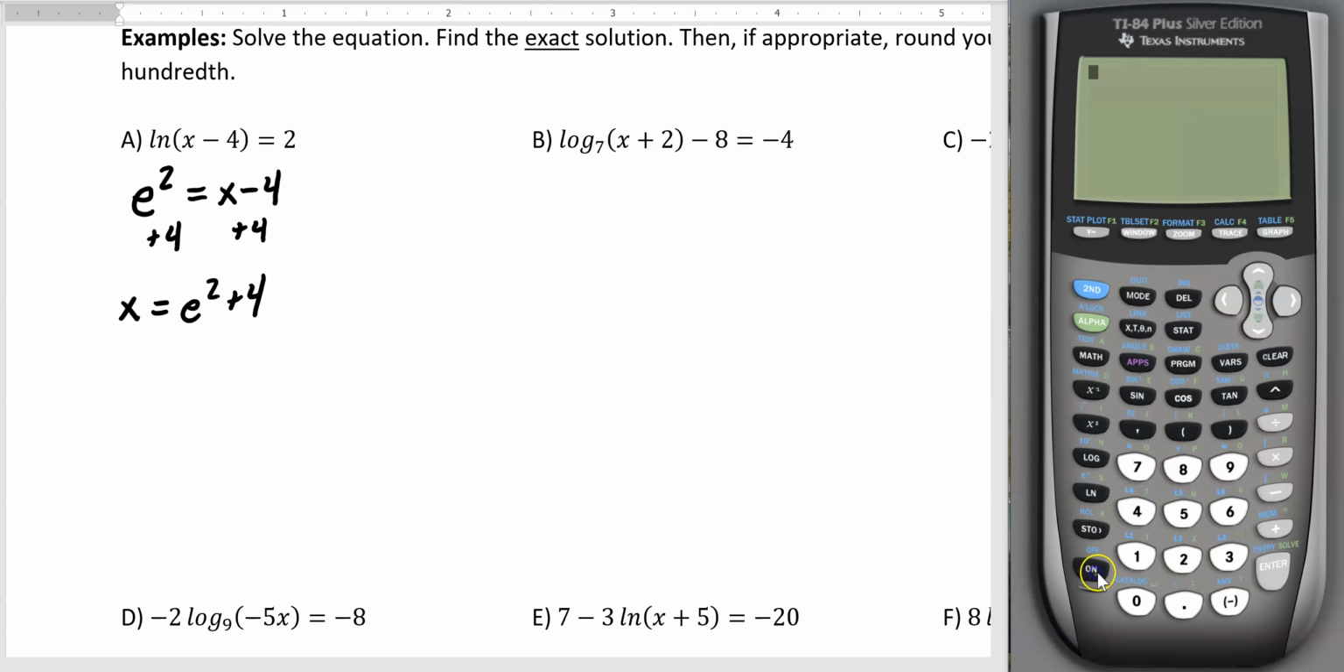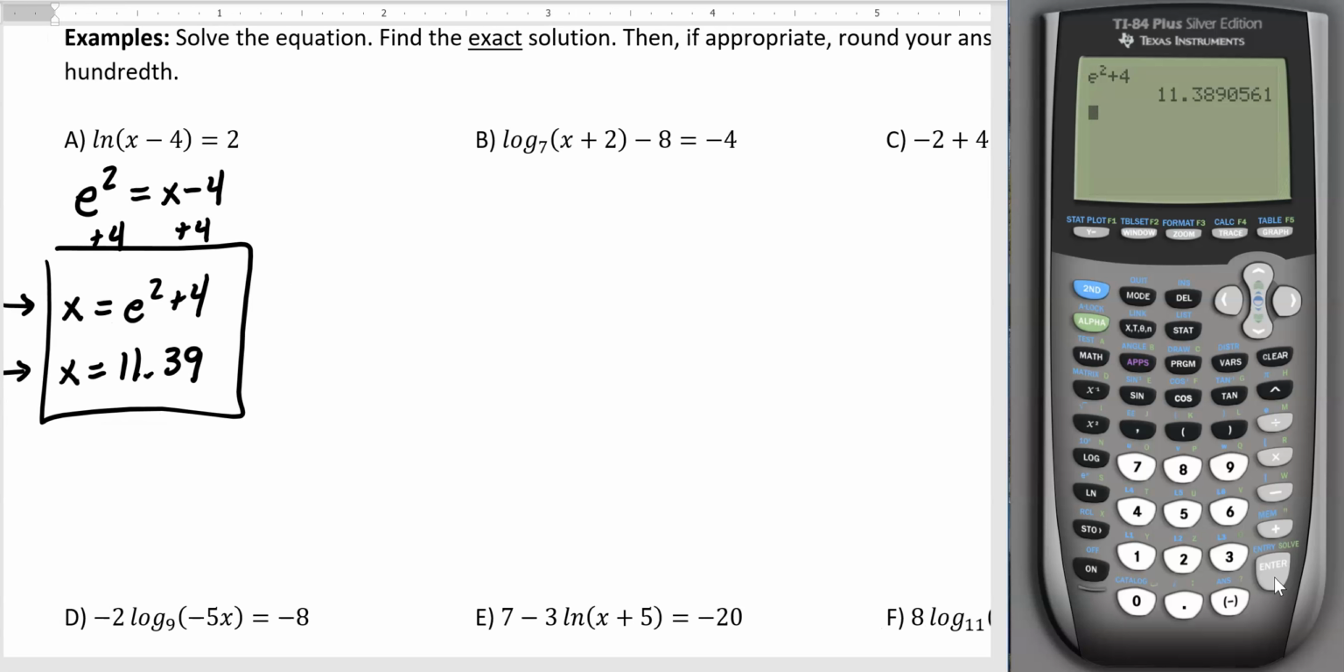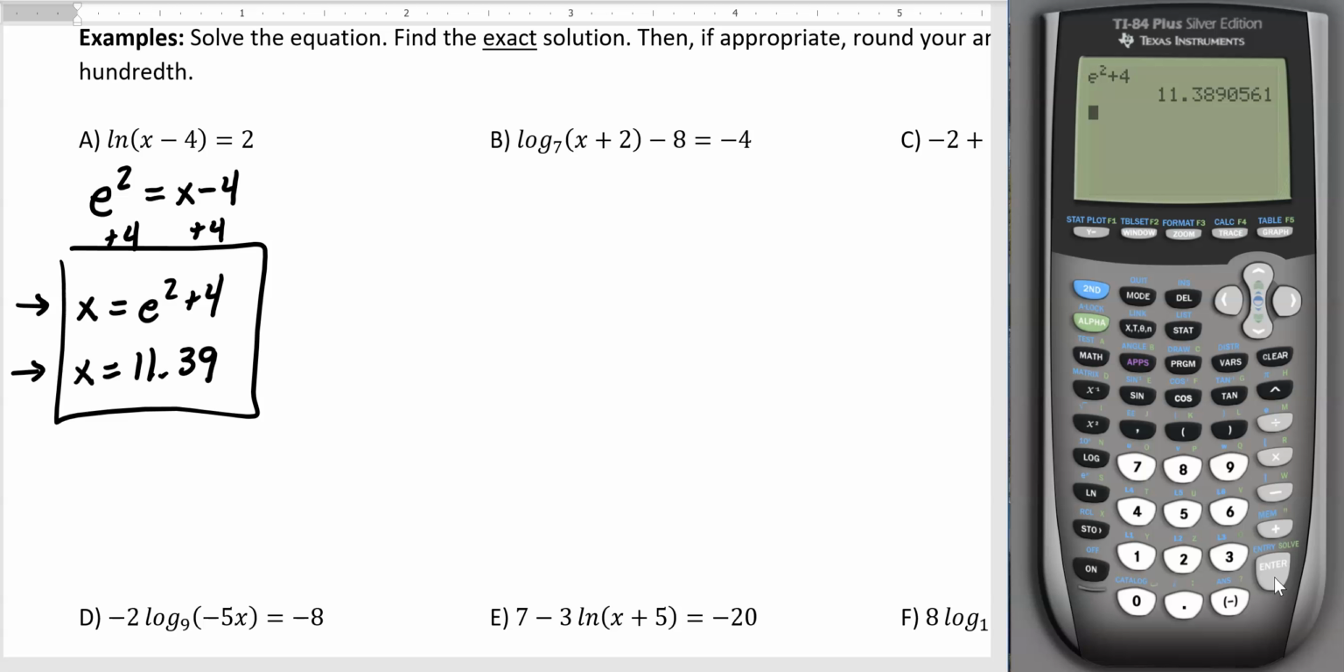To figure out what that is in my calculator, I can do second e squared and then plus 4, and 11.39 would be my answer here. There is the exact value, and there it is rounded to the nearest hundredth. Before we move on to letter B, I almost forgot, I need to check my answer, and that's why this rounding is so helpful. If I plug in 11.39, this would be 11.39 minus 4. That would definitely give me a positive number, so that checks out. I have to have a positive value in that argument.